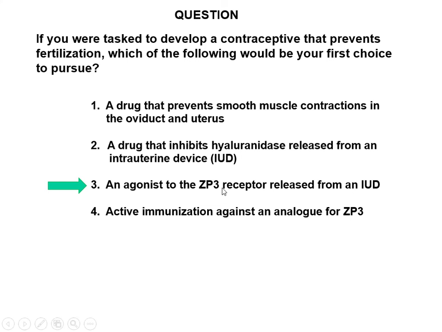This agonist, in theory anyway, would bind to ZP3 receptors of the sperm. When they're in the uterus, you'll get that premature activation of the acrosome reaction, so any sperm that got up to the ovum wouldn't be able to get through the zona pellucida, and you prevent fertilization.